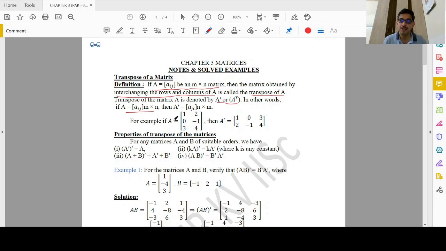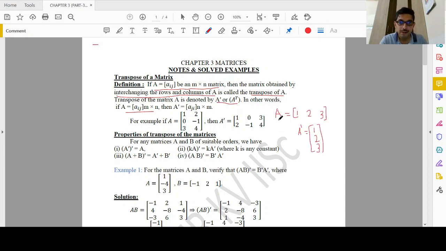For example, if A is a 3 by 2 matrix, that is 1 2, 0 minus 1, 3 4, then A dash will be a 2 by 3 matrix. Observe that the first row in A will become the first column in A dash, the second row in A will become the second column in A dash, and the third row in A will become the third column in A dash.